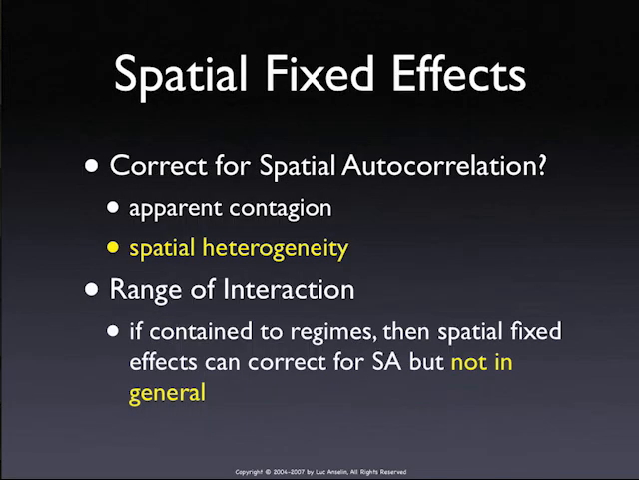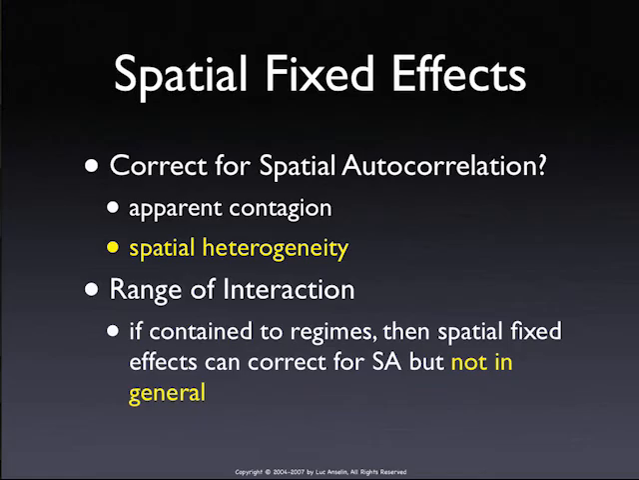The question often comes up, to what extent do spatial fixed effects take care of spatial autocorrelation? And this comes up more in the panel model literature. And I thought I would bring it up here, because there's often a confusion, a classic confusion, between spatial heterogeneity and spatial correlation.